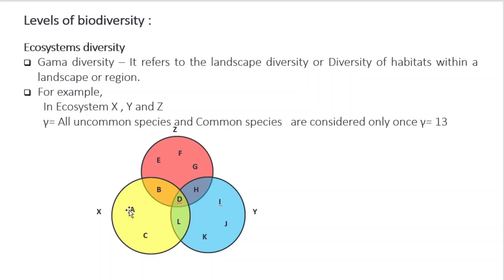What's happened in the gamma diversity? Suppose there are three different ecosystems. The gamma diversity members can possibly live in all three zones, that is B, D, H, in all three zones. So that's nothing but gamma diversity.